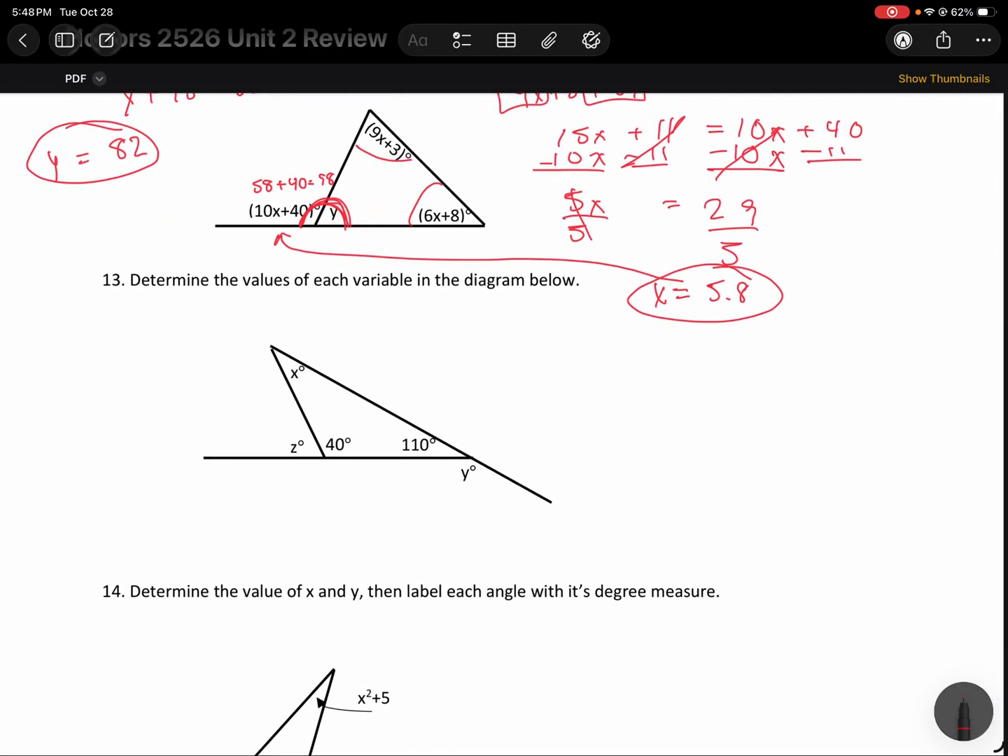Question 13, determine the value of each variable in the diagram below. Okay, so it looks like the triangle adds up to 180. So these two angles themselves add up to 150, so this must be 30 degrees. And then from there, we can use our exterior angle theorem to figure out y. This gives me 70 degrees, since we add these two together to be equal to this one. And then we can also do the same thing using this, which was 30 degrees. 30 degrees and 110, so this would be 140. So angle Z should be 140.